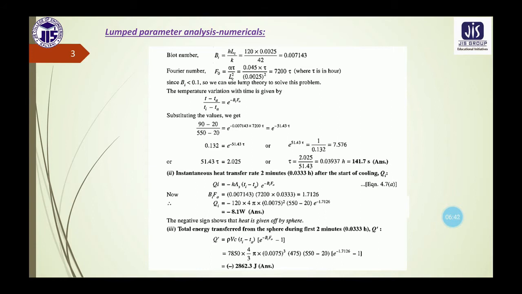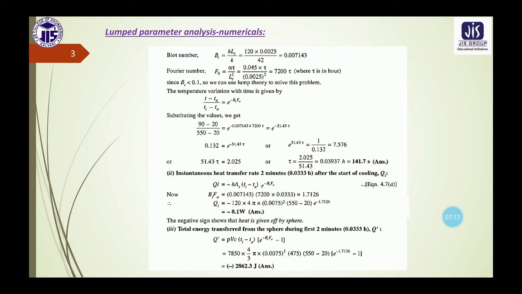We first calculated the value of the characteristic length so that we can find the value of the Biot number. After that we calculated the value of the Fourier number so that ultimately we can put the value of the Biot number and Fourier number in the equation of the lumped parameter analysis. After that, using that equation, we calculated the value of the time.